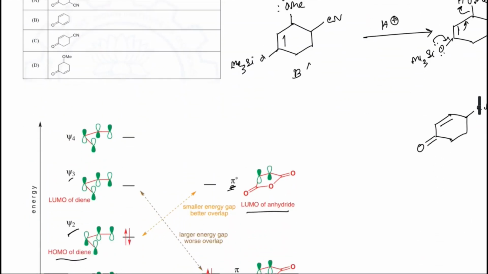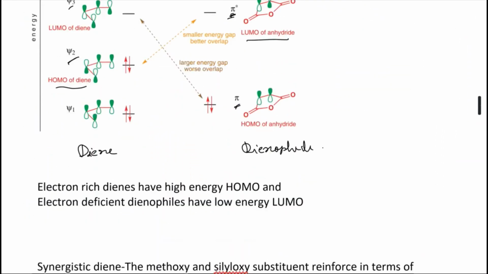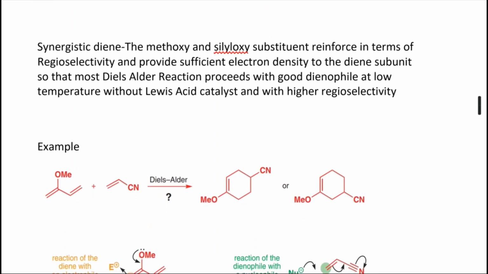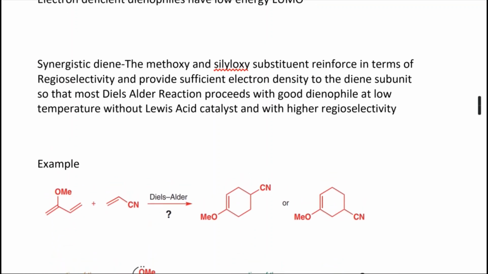Now we will come to the regioselectivity of the Diels-Alder reaction. So here is an example. Let's say this is the Diene and this is the dienophile. Now two types of product may form here depending on the orientation of this dienophile. So this is the 1,4 product and this is the 1,3 product. Now we have to determine which will be the major product.